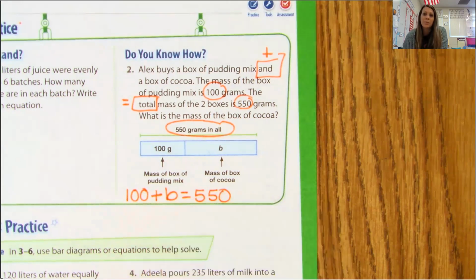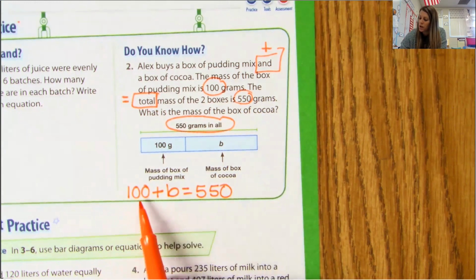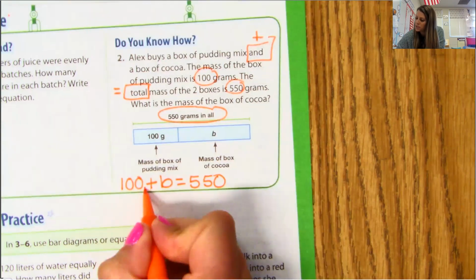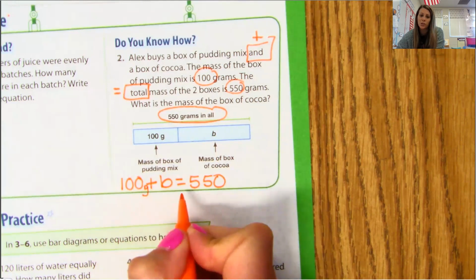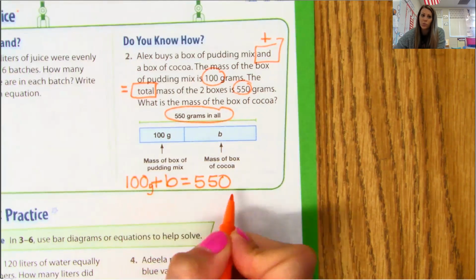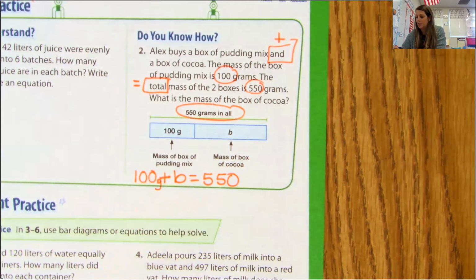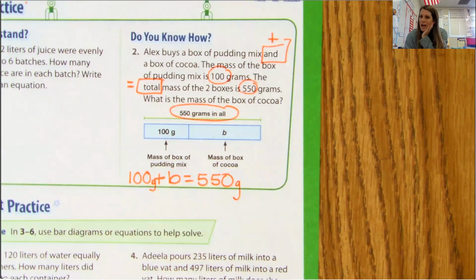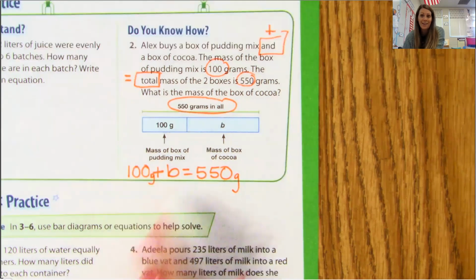But that doesn't necessarily mean that's what we're going to use to help us solve the problem. But it helps us kind of figure it out. We know that the pudding is 100 grams plus the box of cocoa, that's our mystery number, but all together it's going to equal 550 grams, right? So what should we do? We're not going to add them together. What are we going to do? It's similar to that word problem in the video. Are we going to subtract to help us add?